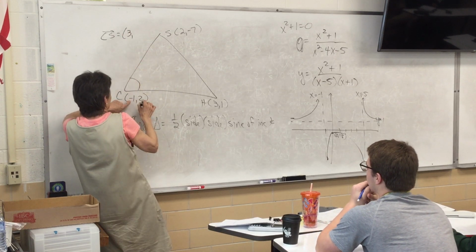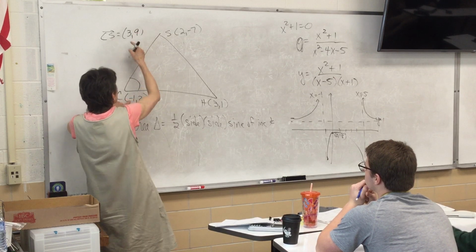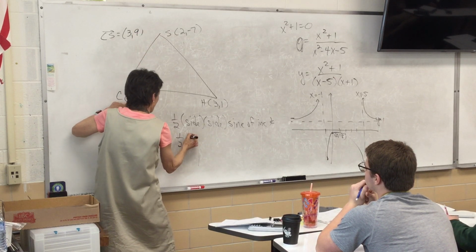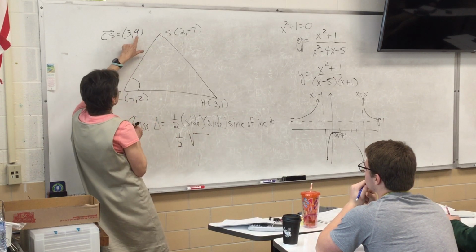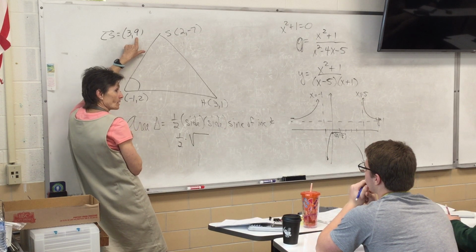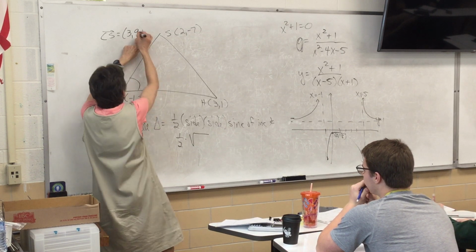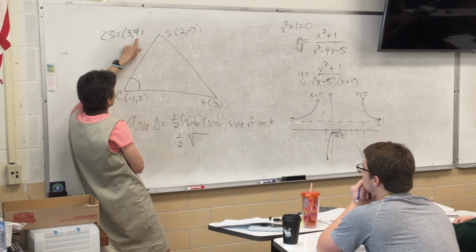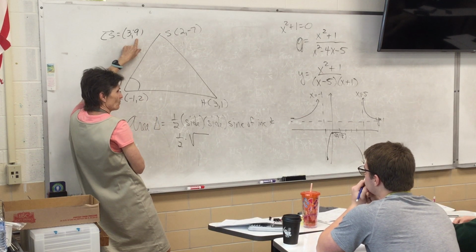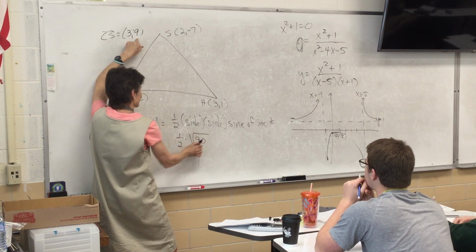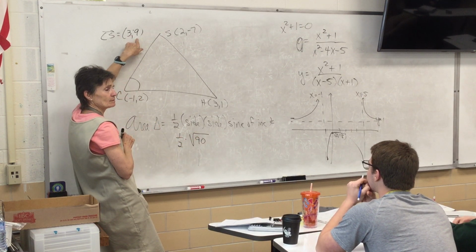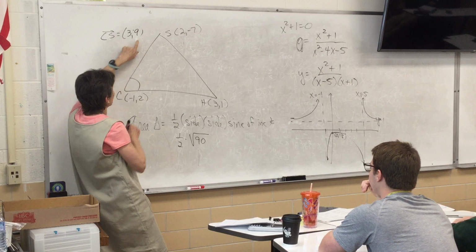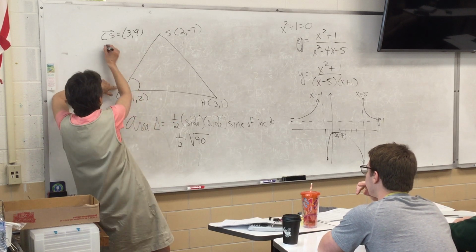3 and 9, perfect. So the magnitude of that would be root 90. Should be -9. Oh, is it -9? Oh, yeah, thank you. That's important. So the magnitude of that is still going to be root 90. I'm not going to reduce that. Is that okay? What about CH?